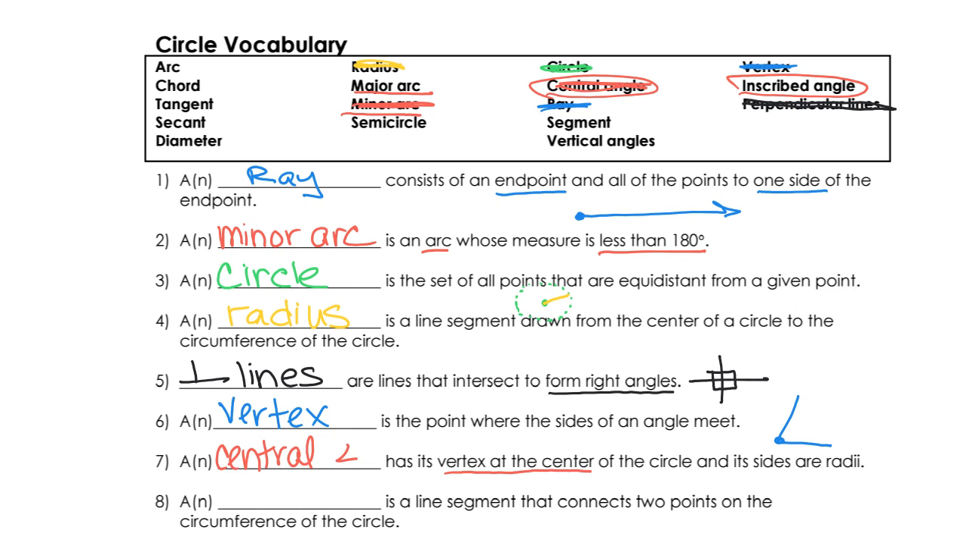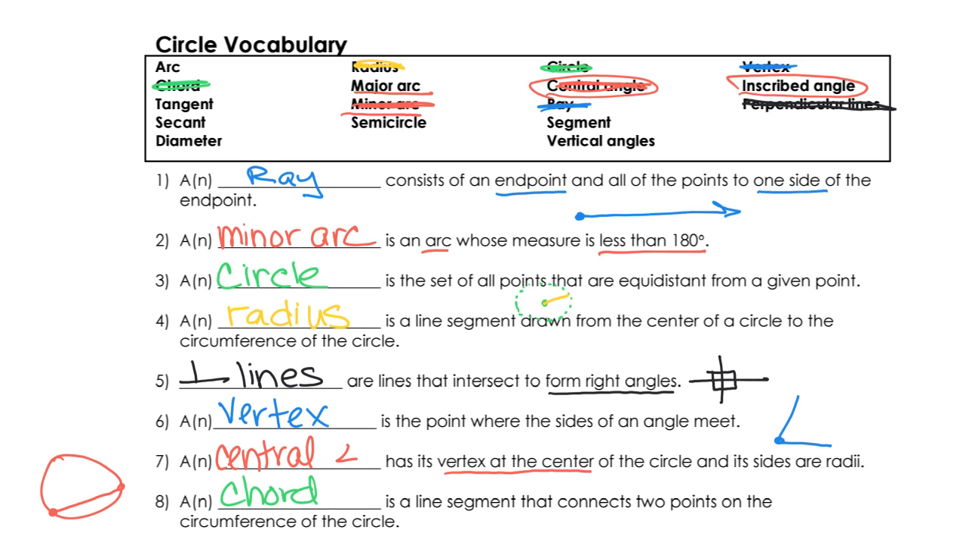Okay. Number 8, a blank is a line segment that connects 2 points on the circumference of the circle. So if we have our circle and we pick any 2 points and connect them, that is called a chord. C-H-O-R-D.